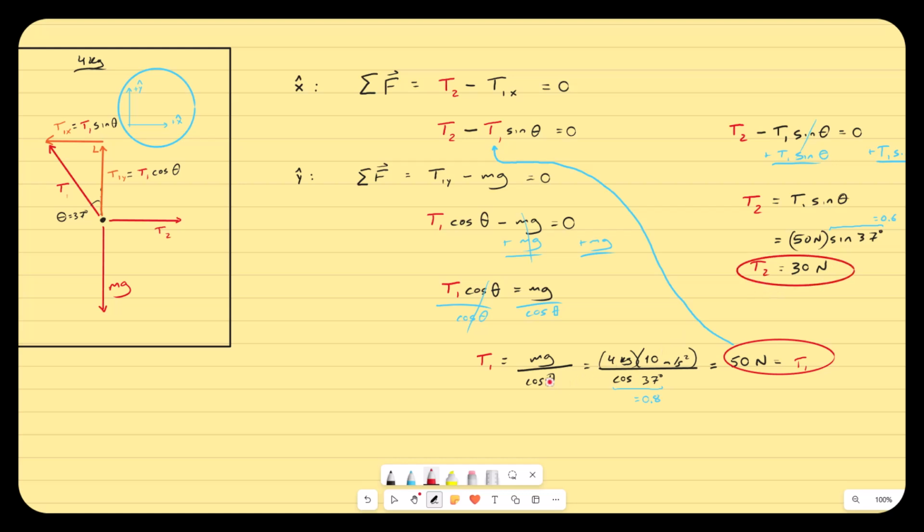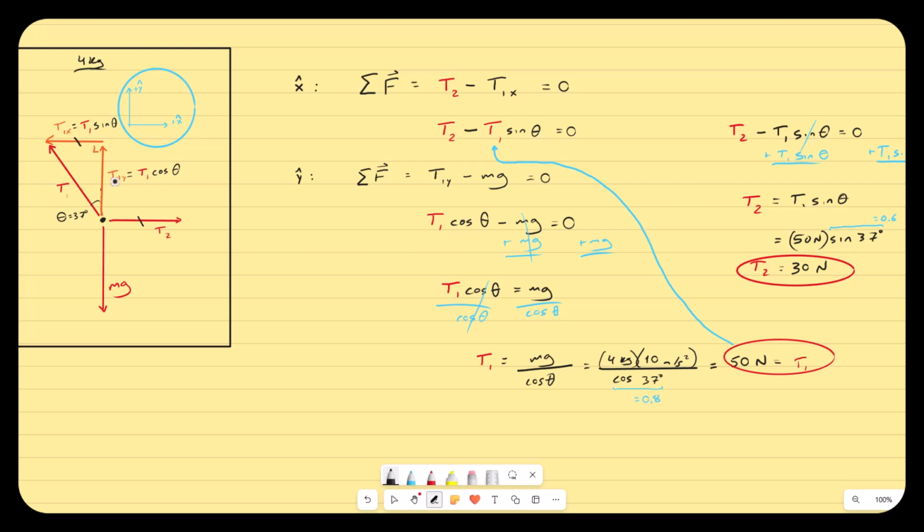I found T1 and I found T2 both. T1 is bigger than T2 because it's the more vertical force and I only have the two forces going on. Another way to think of this, T1x right here, T1x has to cancel with T2 because those are the only x forces. If those two are not balanced, then this picture is going to be swinging side to side, and I don't have that going on.